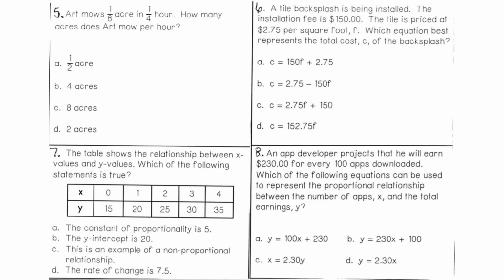A, the constant of proportionality is 5. B, the y-intercept is 20. C, this is an example of a non-proportional relationship. Or D, the rate of change is 7.5. 8. An app developer projects that he will earn $230 for every 100 apps downloaded. Which of the following equations can be used to represent the proportional relationship between the number of apps, X, and the total number of earnings, Y?